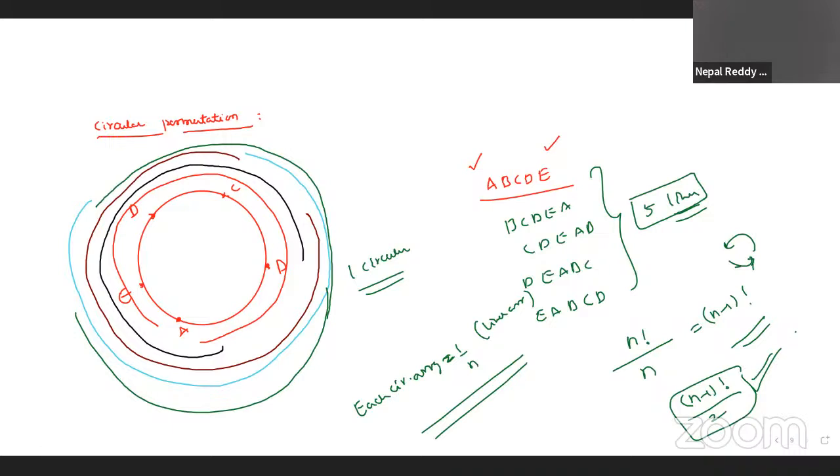Suppose the question is, in how many ways can 4 different flowers be arranged in a circle? Then you have to write 4 minus 1 factorial. Using the formula n minus 1 factorial, that is 3 factorial, which is clearly 6. Next.